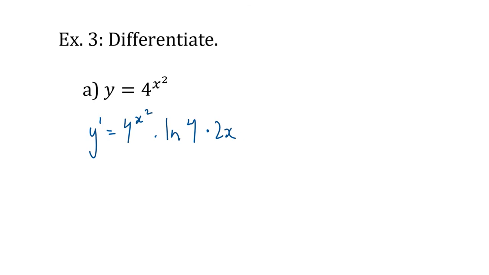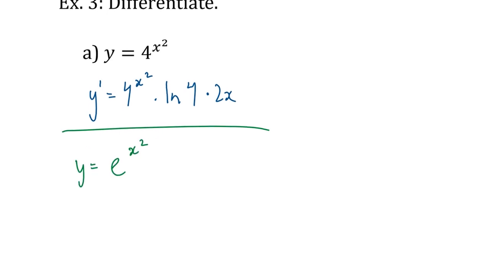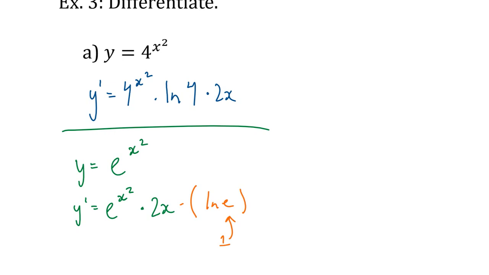It's very similar. What if this was y equals e to the x squared? Then y prime would be e to the x squared times the derivative 2x. And like I said, it would be times ln of e, but that's just 1. So we ignore it. Okay? So be careful when you have a base of anything other than e that you remember that extra constant. We'll do a couple more of these.